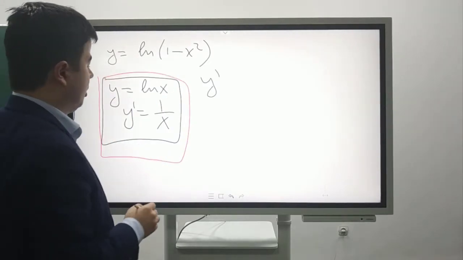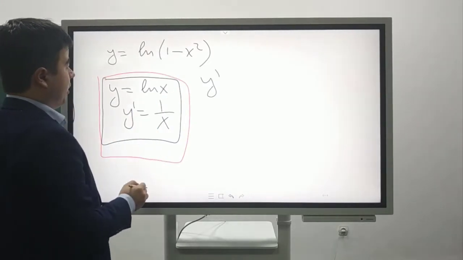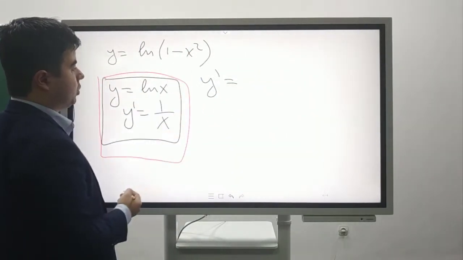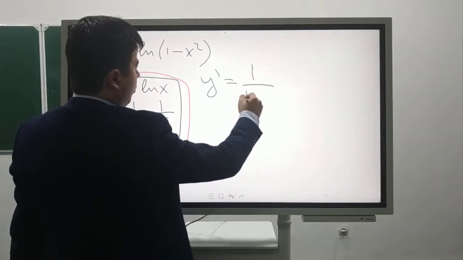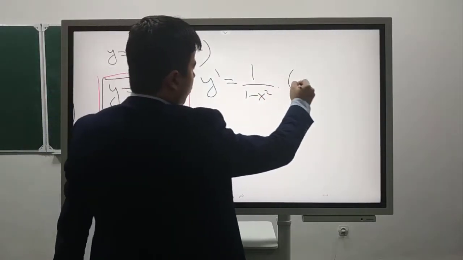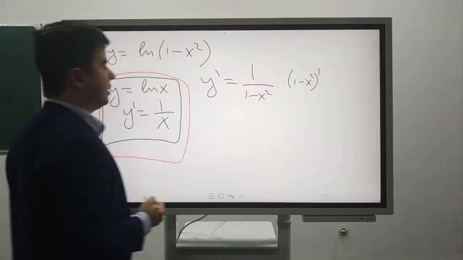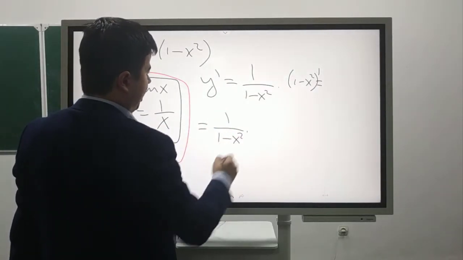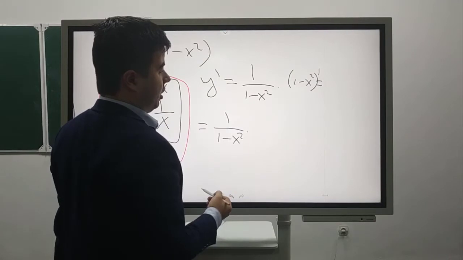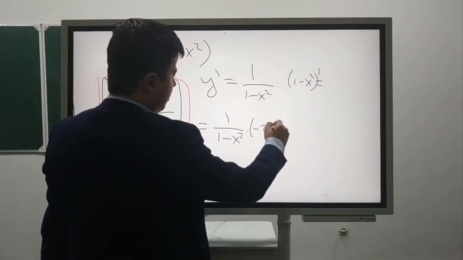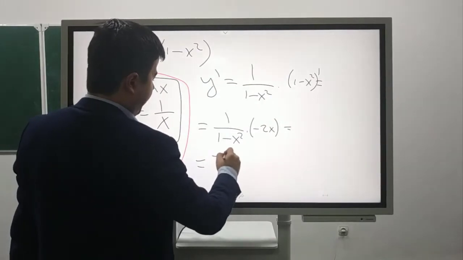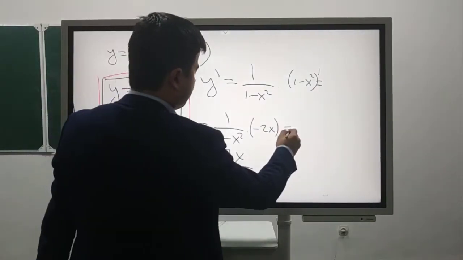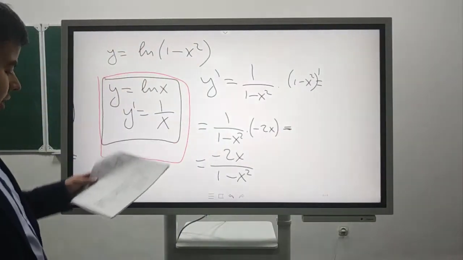So we just recall the formula. Now y prime, use this formula: 1 over x, where our x is 1 minus x squared. So 1 over 1 minus x squared times (1 minus x squared) prime. Now 1 over 1 minus x squared times the derivative of this function, which is minus 2x. If you continue, it is minus 2x over 1 minus x squared. So this is the derivative of our given function.